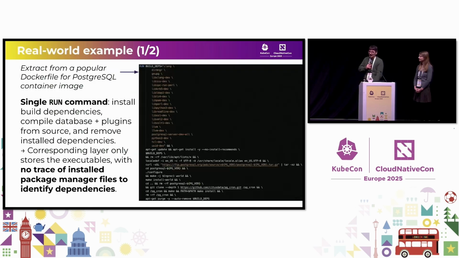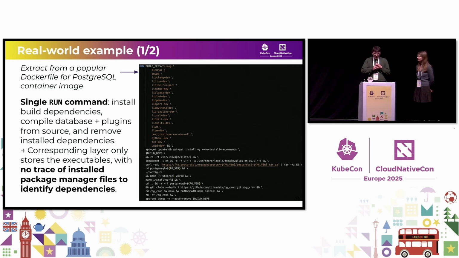Let's now see a practical obfuscation attack. This is an extract from a very popular Docker file for PostgreSQL. As you can see, there is a really large run command that first installs all the dependencies, then downloads some software from the internet, then installs plugins for Postgres, and then builds the software. So what it means is that the corresponding layer will just have a couple of binaries, and one of them would be a Go binary, which is okay. You can actually get the dependencies, but the other one is going to be a C binary, and it will not be recognized by any software composition analysis tool.